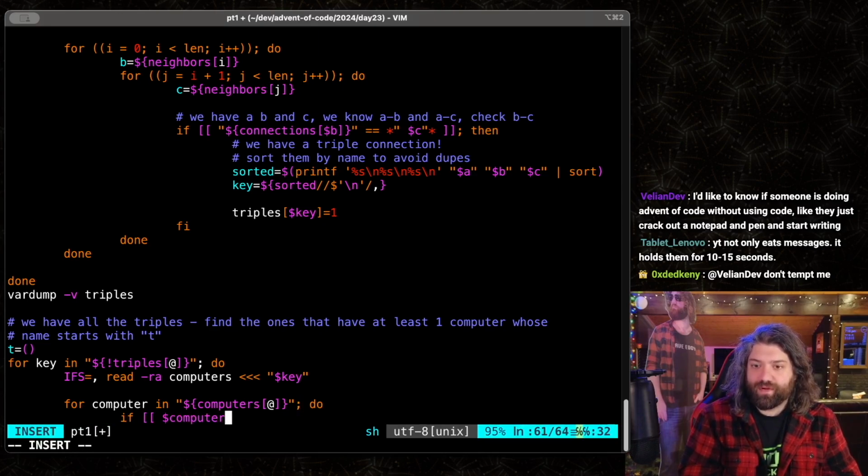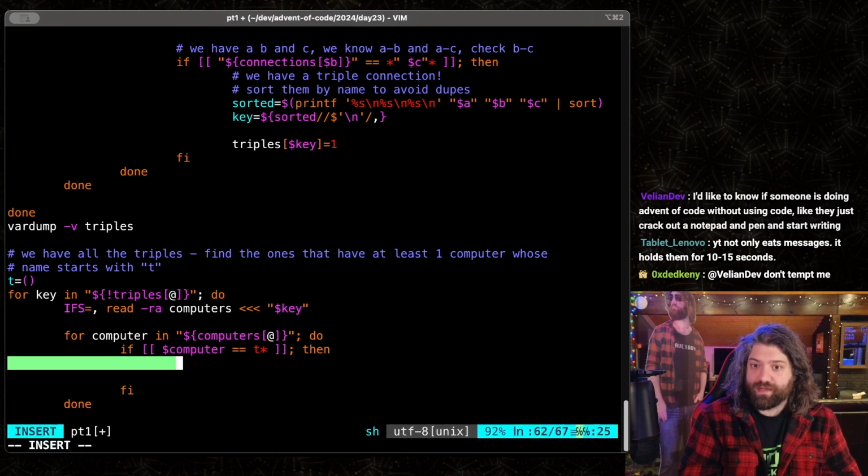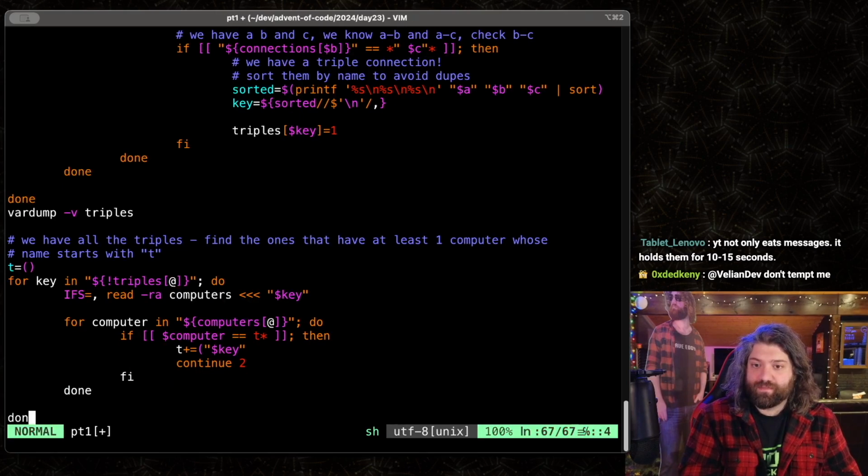If computer equal T star, meaning it starts with a T, then we will push the entire thing into the T array, and the entire thing is the key into the T array, and we will continue. But we have to go up to the second continue, so we have to continue 2. We have to break out of this loop. I think that's it, right?